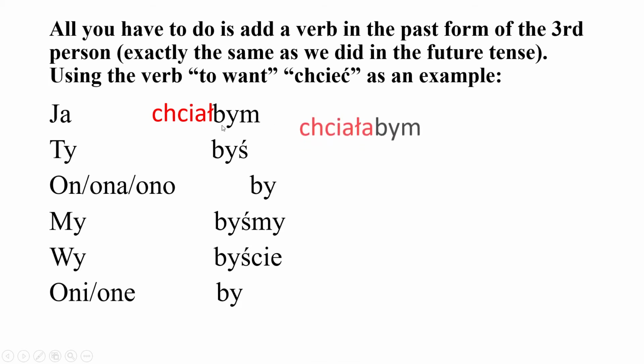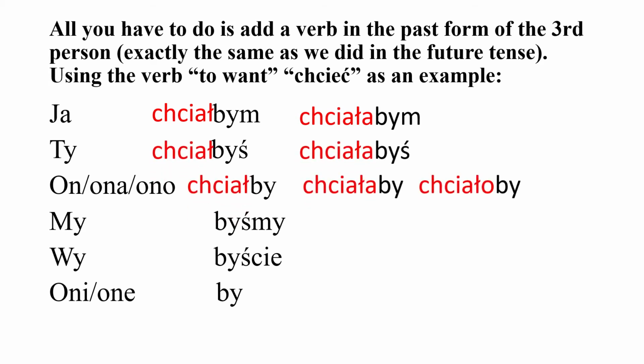The same for female. If you're a female and you're saying that I would like something, you would say chciałabym. The same for the rest. Chciałbyś, chciałabyś, chciałby, chciałaby, chciałoby. So the same thing as the past. All you have to do is add bym, byś, by, by. Or you just think about it the way you want. This is how it is.